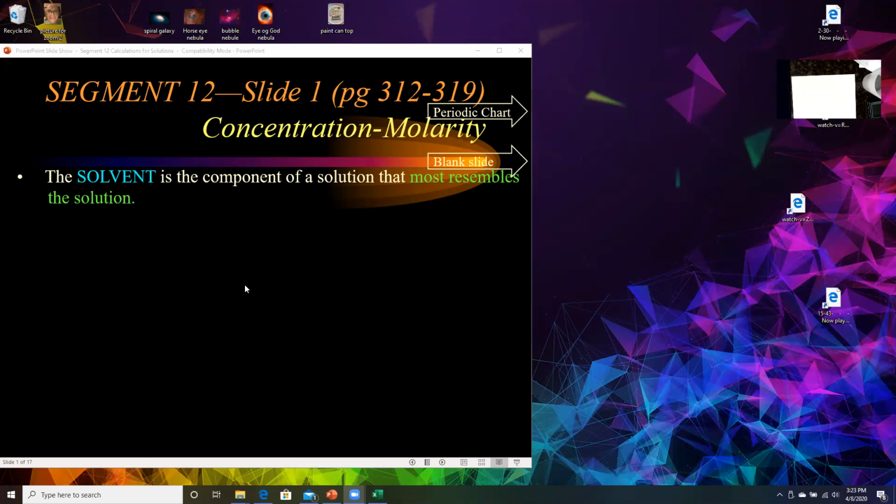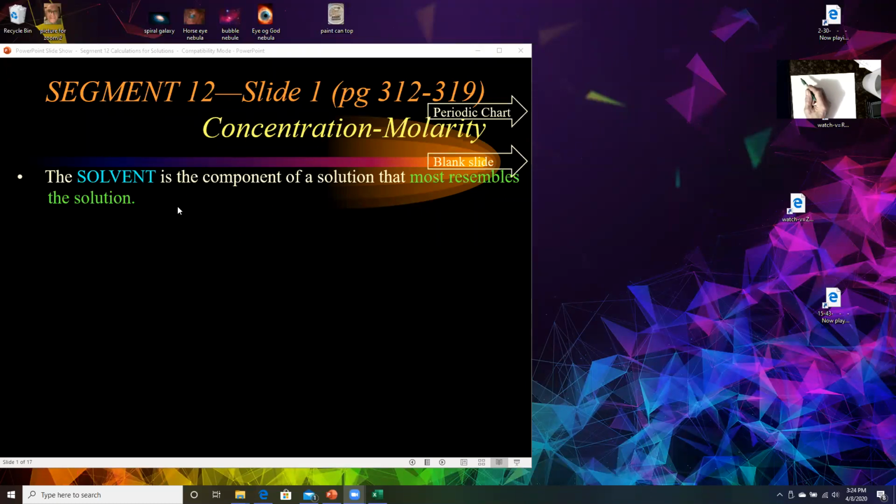But for now, we have to talk about the general concept of solutions. The solvent is the component of a solution that most resembles the solution. Most of the time, we know which is the solvent and which is the solute. For example, if I dissolve table salt in a cup of water, it's pretty obvious. The salt is dissolving in the water, so the salt is the solute, and the water is the solvent.